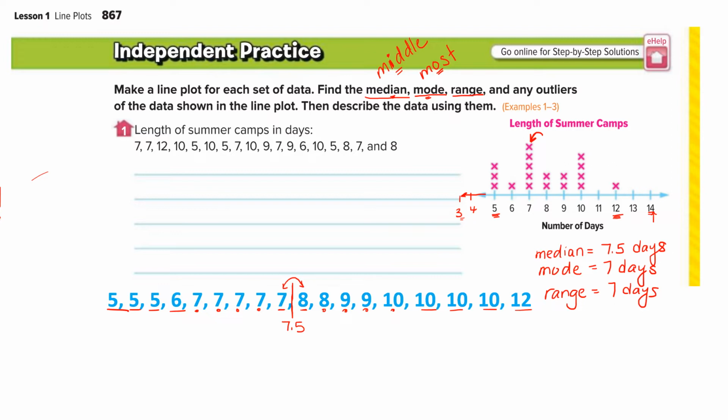Our next data value that they want us to find is outliers. By looking at this graph, I can tell that there really aren't any outliers. But if I want to determine this mathematically, I'm going to need to find the interquartile range. We're going to abbreviate this with IQR. Just to review, the interquartile range takes a group of data and divides it into 4 equal parts.